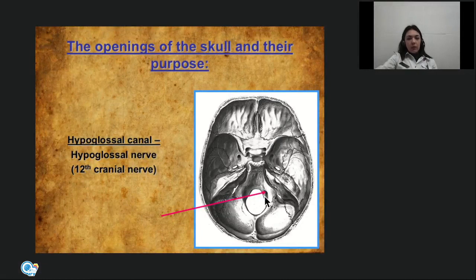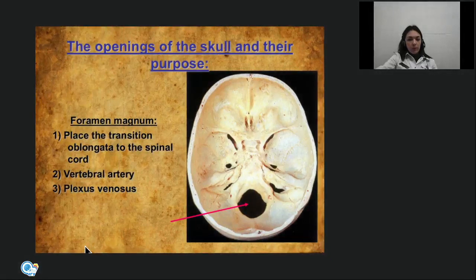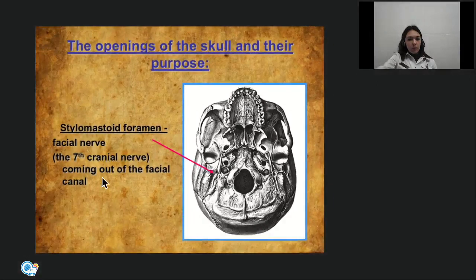Hypoglossal canal at the base of the occipital condyles. The hypoglossal nerve passes through the hypoglossal canal and leaves the cranial cavity. It is the 12th pair of cranial nerves. So the foramen magnum, yes, the largest opening. It is the place of the transition of the medulla oblongata to the spinal cord. Also the vertebral artery passes through it, and the venous plexus.